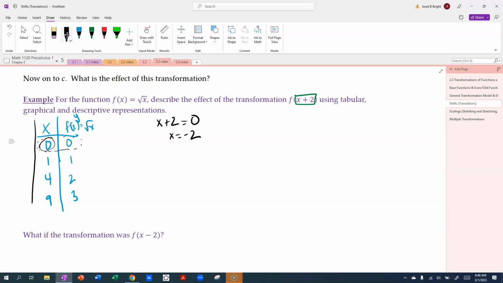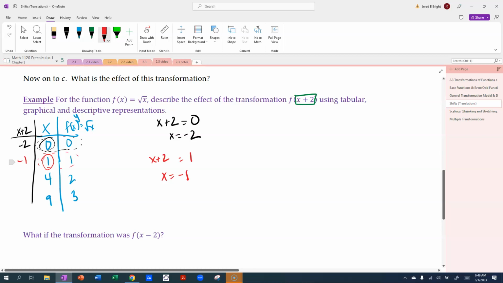So now I have a different x value, which is the x value x plus 2. If my original x was 0, that means my new x is minus 2. Doing that again, because it's a little weird. If I look at this point, I would take the x value, which was 1, but now I'm replacing it with x plus 2. Solving, I get x is equal to minus 1. So my new x value after I do the x plus 2 is minus 1.